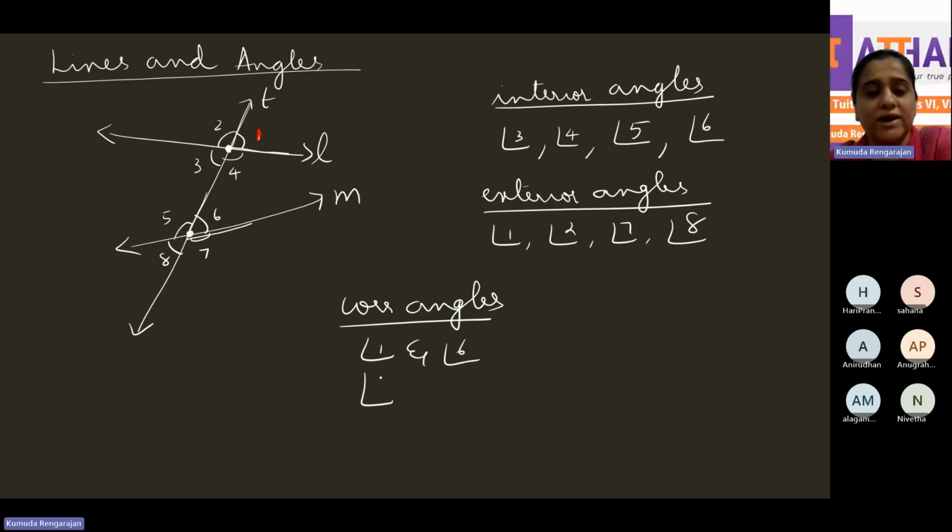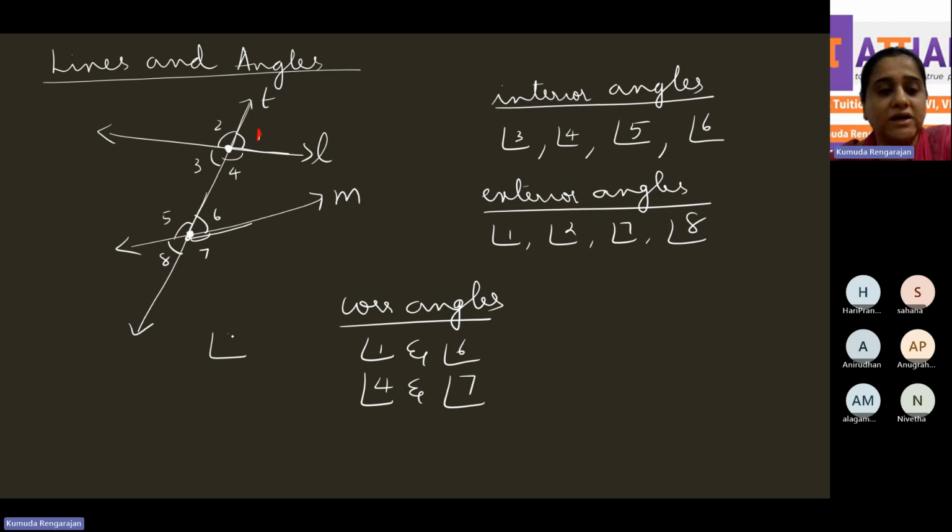All right. Now, angle 4 and angle 7. Angle 4 is an interior angle. Angle 7 is an exterior angle. Both angle 4 and 7 lie on the same side of the transversal, and they have different vertices. This is the vertex of angle 4, and this is the vertex of angle 7.